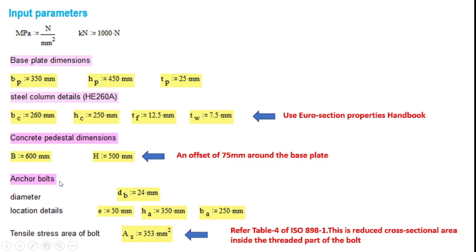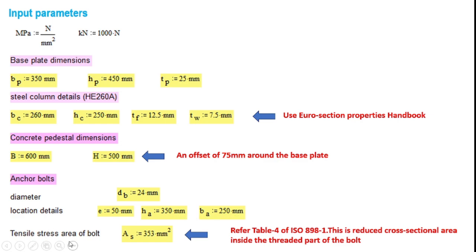Now the next one is the important one, that's the anchor bolts. We started with a diameter of 24 mm. The location details, as I have already shown: the edge distance is 50 mm, and in one direction the anchor bolts are placed at 350 and in the other direction 250 mm.